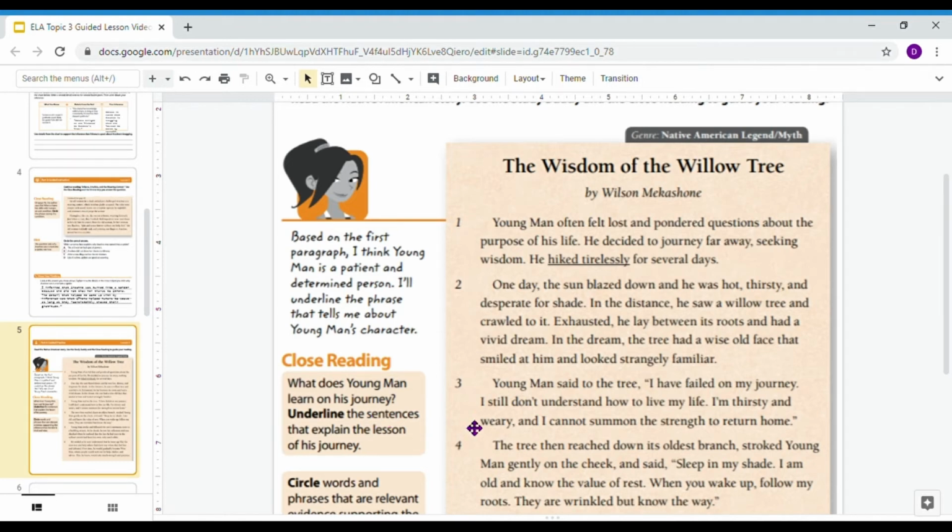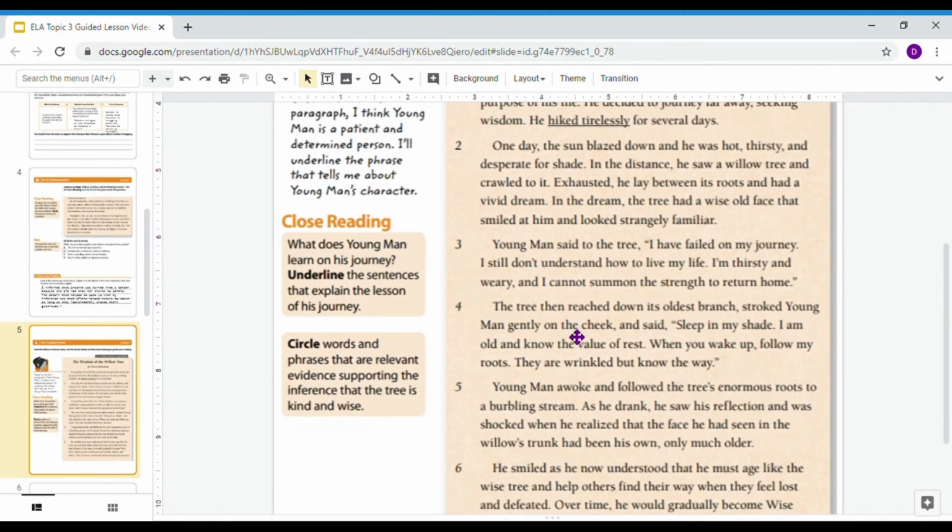So the next one would be, does the willow tree actually speak to Young Man? If I go back to my text, I can see, no, he doesn't actually talk to him. Because right here in paragraph 2, the author says, he lay between its roots and had a vivid dream. So we know that although he deems that the tree was speaking to him, he really was sleeping and dreaming about the tree talking to him.